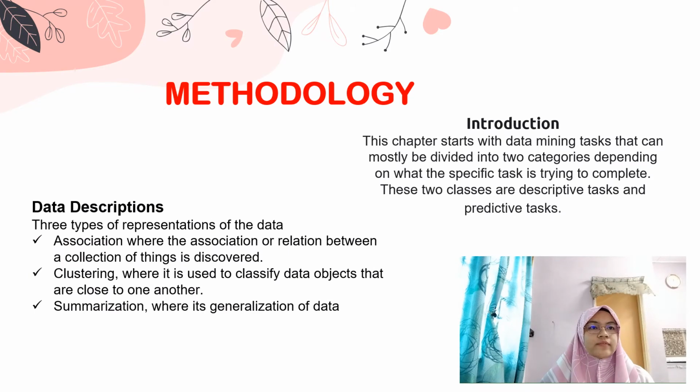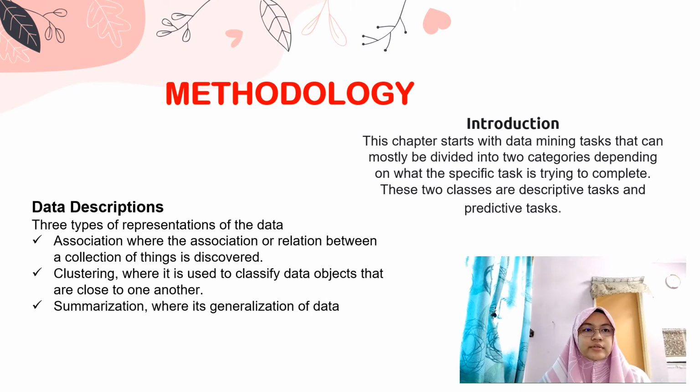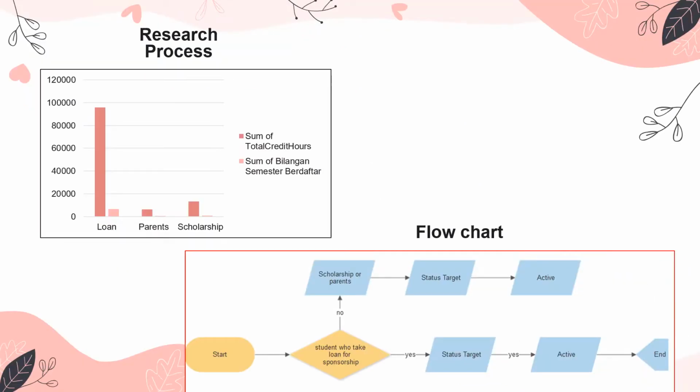This chapter starts with data mining tasks that can mostly be divided into 2 categories depending on what the specific task is trying to complete. These 2 classes are descriptive tasks and predictive tasks. There are 3 types of representation of the data. The first one is association, where the association or relation between a collection of things is discovered. The second one is clustering, where it is used to classify data objects that are close to one another. And the last one is summarization, where it is generalization of the data.